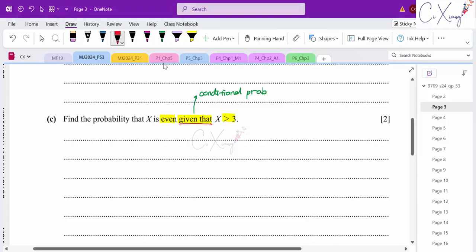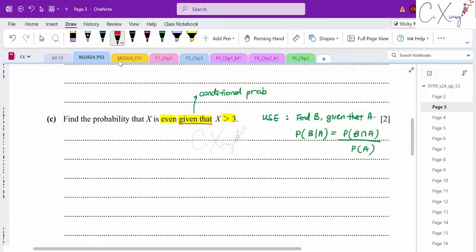Right, so for the conditional probability, let's say find B given that A. So "given that" is a keyword. When they want you to find B given that A, when you want to write the symbol, it should be B given A. And then the formula will be B intersect with A divided by the probability of A. So this is the concept of conditional probability.